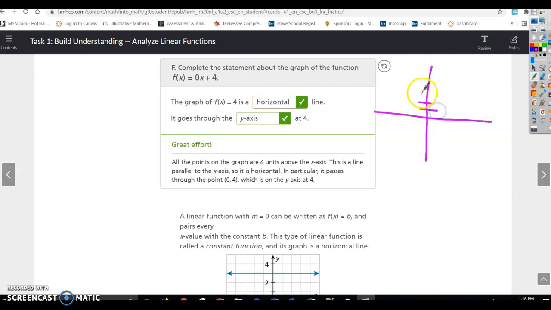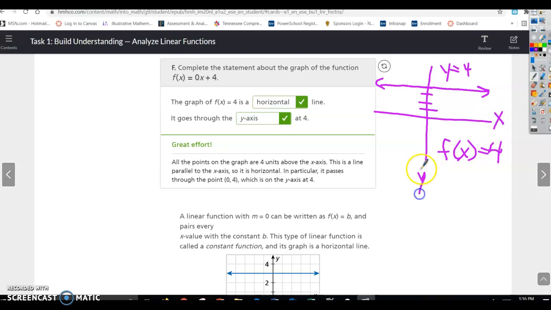If you go 1, 2, 3, 4, so that is y equals 4. And y equals 4 is another name for f of x equals 4. So if this is your x and this is your y, of course I didn't put all the points on there, I just went up 1, 2, 3, 4. That shows you that that is a horizontal line that goes through the y-axis. And that's how we got that equation here.